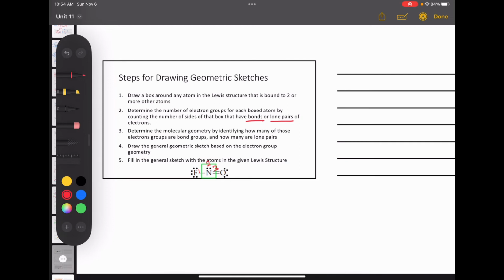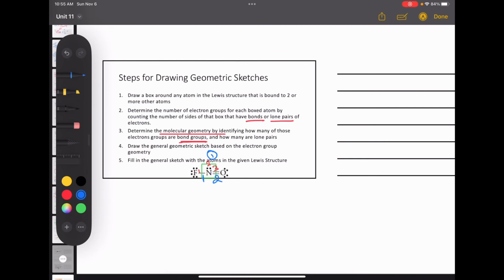Next, we need to determine the molecular geometry by identifying how many of these electron groups are bonding groups. Because remember, when we counted the first time, that was the count of all electrons, bonding and non-bonding. Now, to determine the molecular geometry, we count the bonding electrons only. In this case, we have 1 with the fluorine and 2 with the oxygen. So we have only 2 bonding groups, and we have 1 lone pair down here.